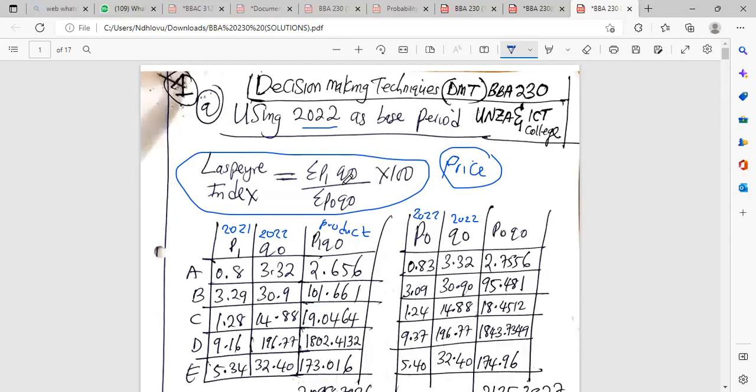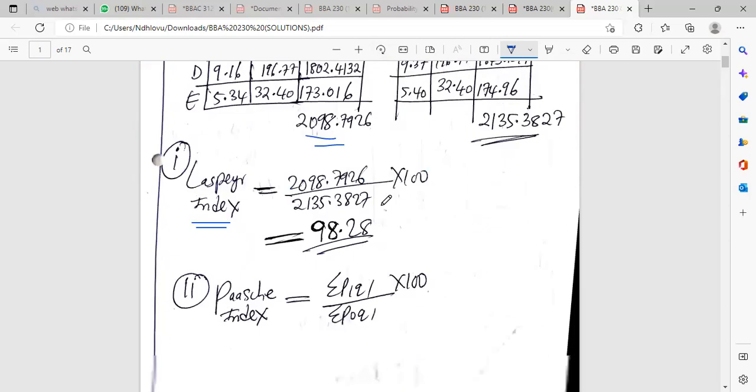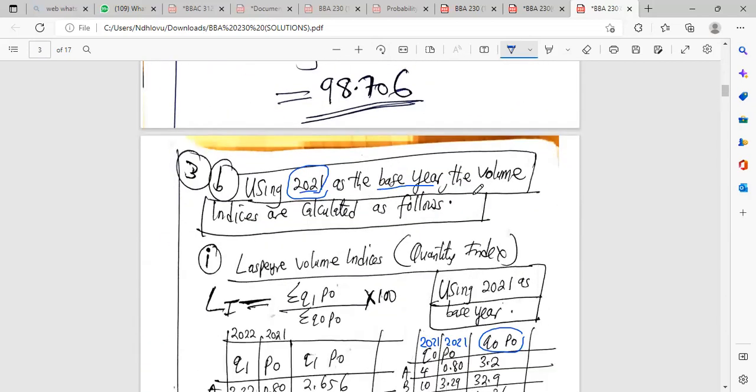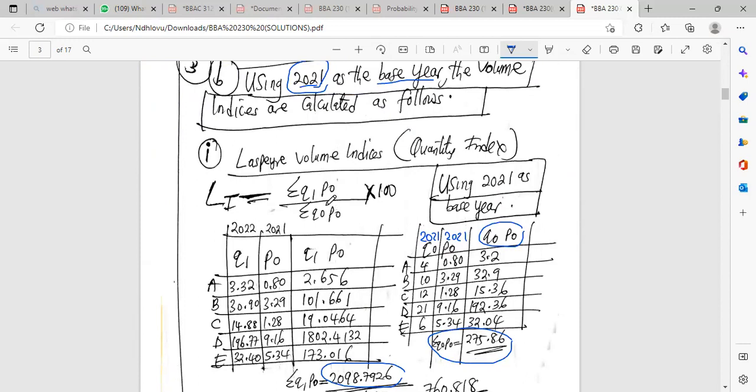Now, on the volume index, which is part B, the formula changes. It's the summation of Q1 P0 over the summation of Q0 P0. So the one which is going to be Q1 is the Q, not the P. So this is where the difference is.